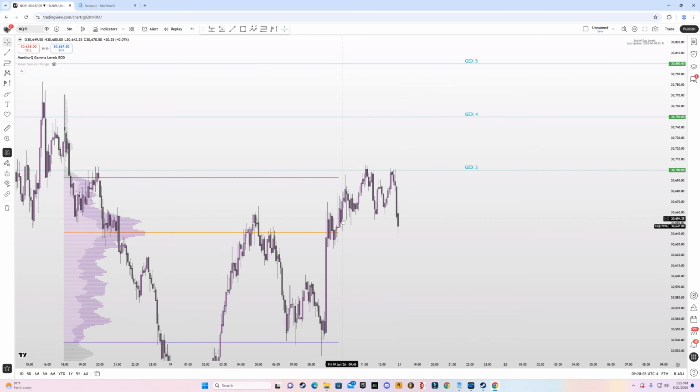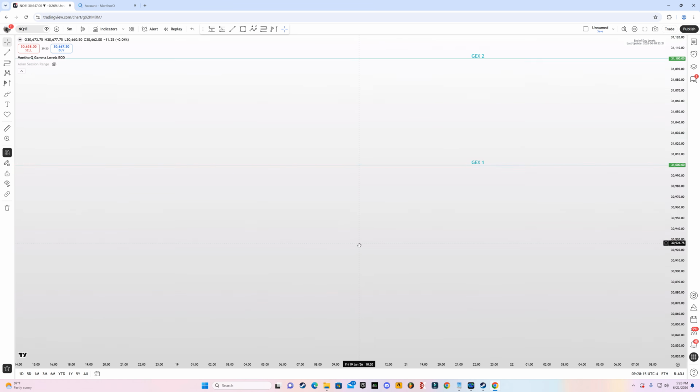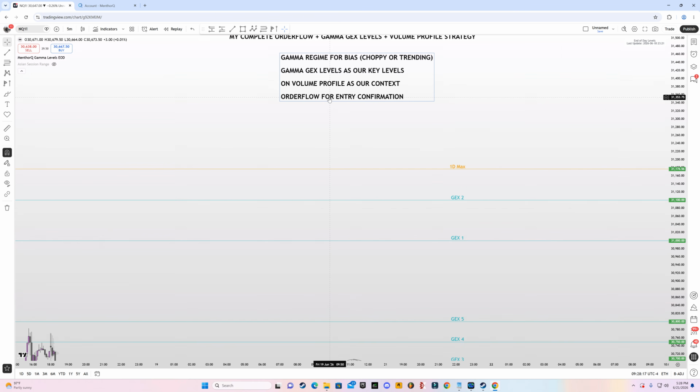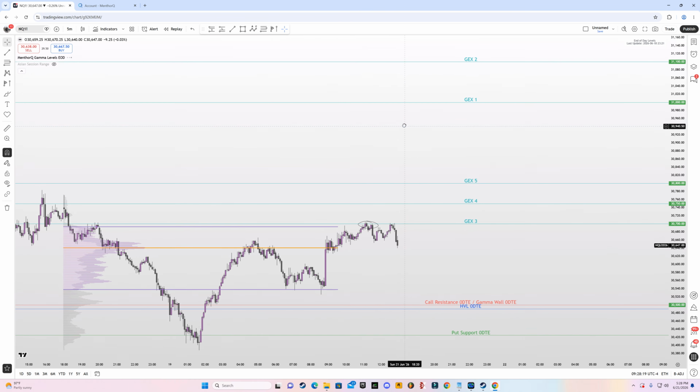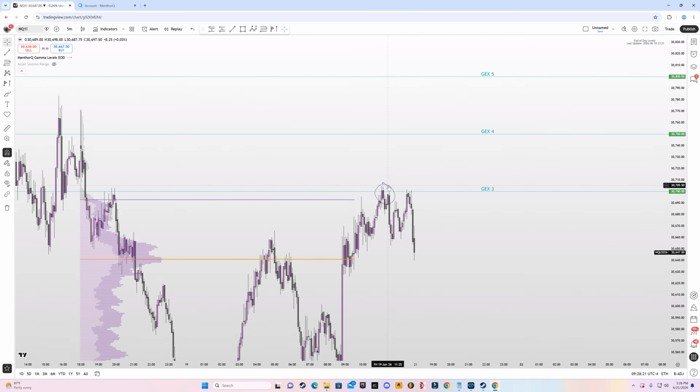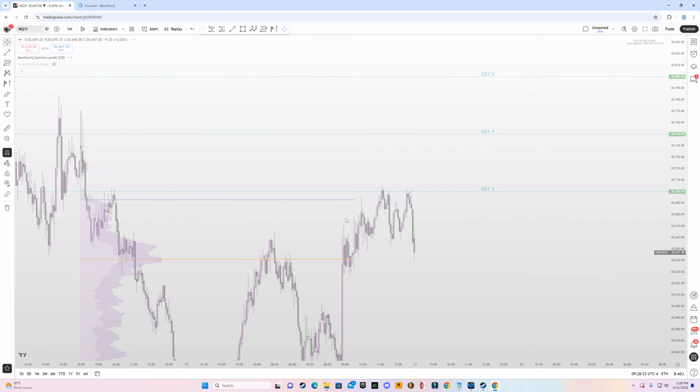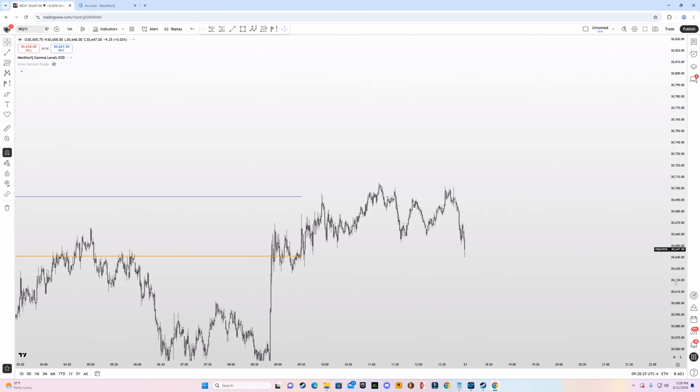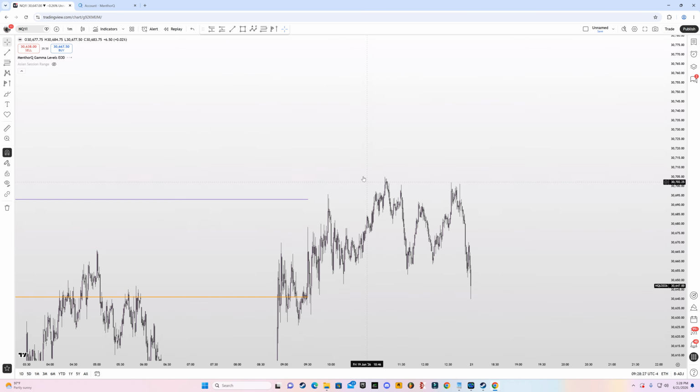In a positive regime, if price goes up, they're going to be forced to sell to hedge to the downside to protect their positions, right? So when price approaches this level, we can start looking for our final step, which is what? The order flow for entry confirmation, right? So let's just drop down to the 1 minute time frame, and we're going to look for our confirmations on the 1 minute. So step number 1, guys, what do we want?